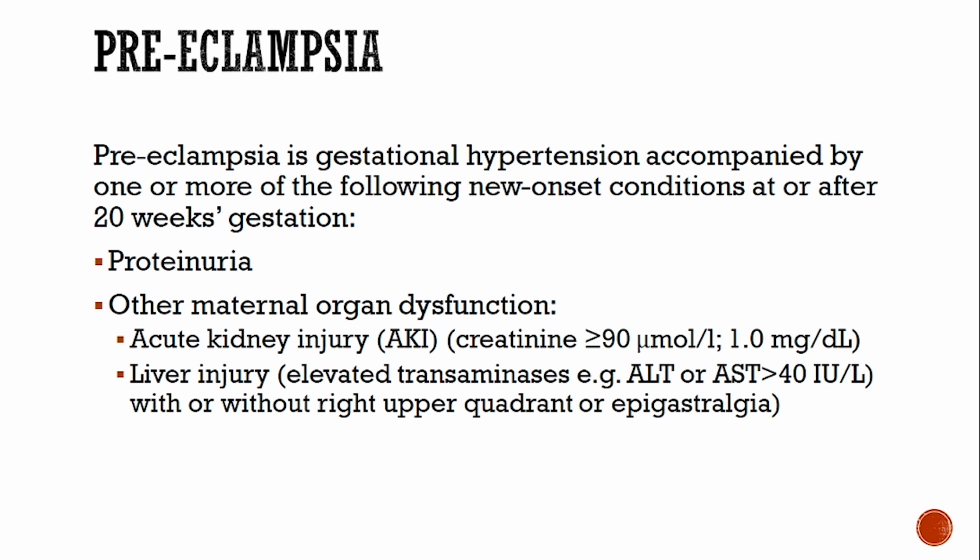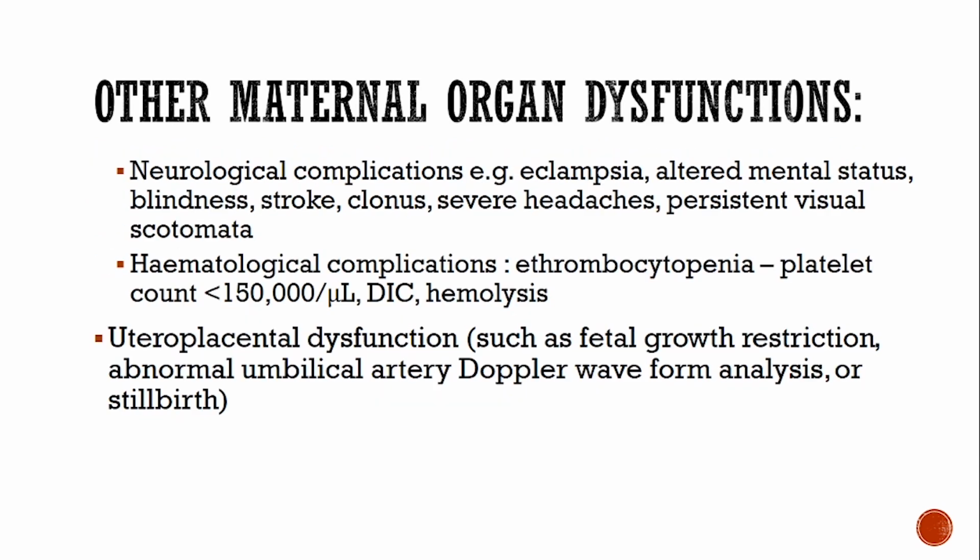Preeclampsia is gestational hypertension accompanied by one or more of the following new onset conditions at or after 20 weeks. We were just trying to summarize. We said proteinuria earlier, which is not mandatory. Then other maternal organ dysfunction must be noted: acute kidney injury, which we define as creatinine greater than or equal to 90 micromoles per liter; liver injury, once there is parenchymal affectation; hematological complications, platelet count less than 150,000; and uteroplacental dysfunction, which can manifest as fetal growth restriction. These are all the features from which one can assess that the patient has preeclampsia, and not what used to be the definition, just proteinuria alone.